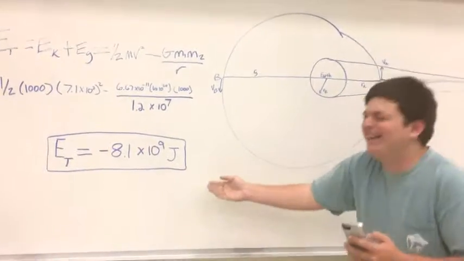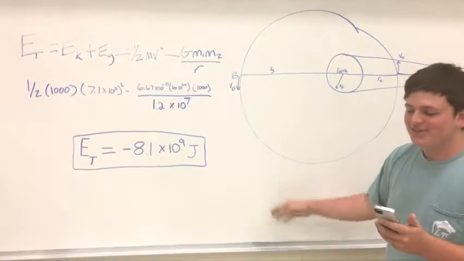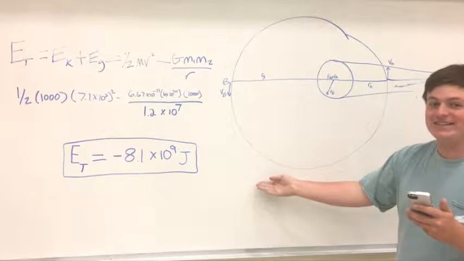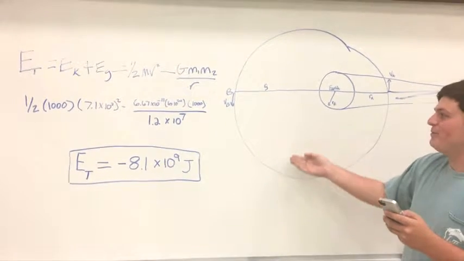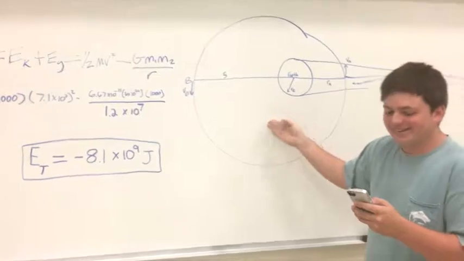Today we're learning about rotational velocity, Unit 5 of Physics C. We're doing a problem about a spaceship and the Earth.